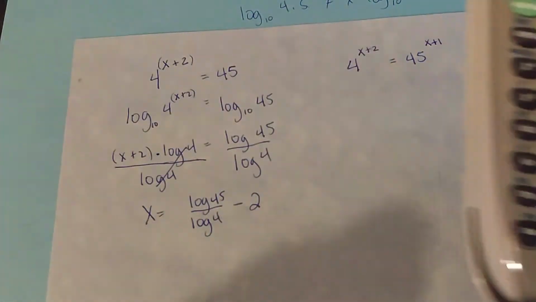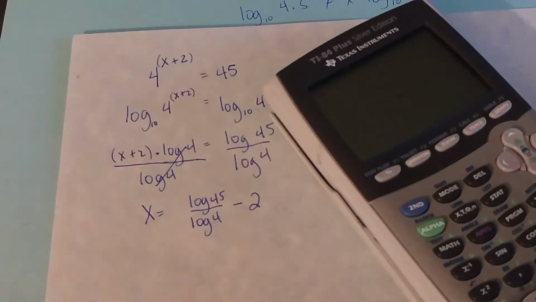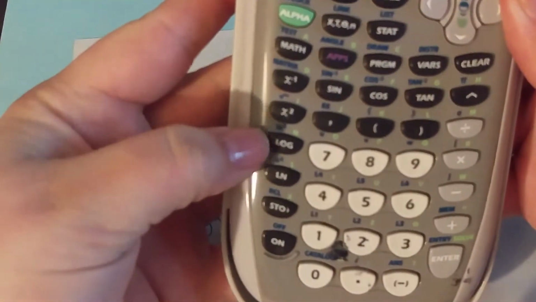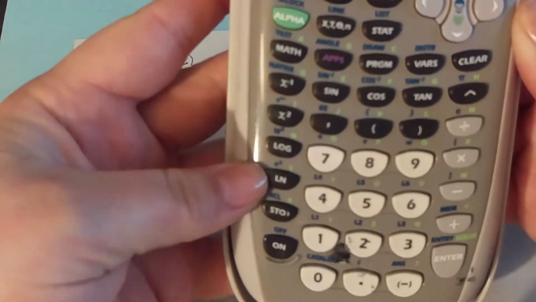Okay, so I have my calculator here, and hopefully you'll be able to see exactly what I'm typing in. I'll try to angle it. We're going to do log 45 over log 4 minus 2. Now the reason I chose log base 10 is because it's actually a button right here. If you had done log base e, you could use the natural log right here.